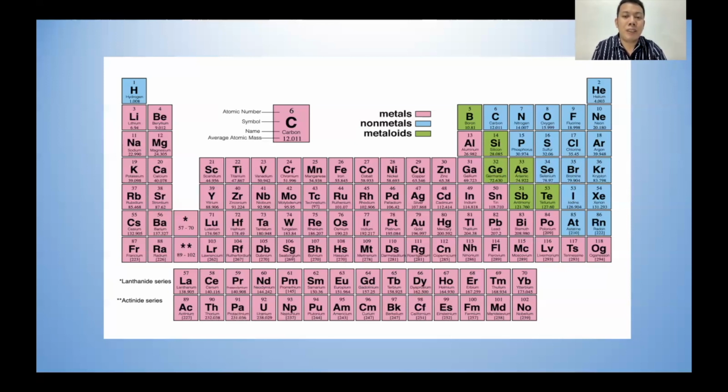Now, there are cases when elements possess certain characteristics of a metal and a nonmetal, and we call them metalloids. So, in this periodic table that we are looking at right now, the pink ones are metals, the blue ones are nonmetals, and the green ones in the middle are considered metalloids. They possess some characteristics of a metal and some characteristics of a nonmetal. So you cannot classify them as metal, you cannot classify them as nonmetal. So another classification was made solely for these kinds of elements. These are boron, silicon, germanium, arsenic, antimony, and tellurium. Okay? So let us now continue.